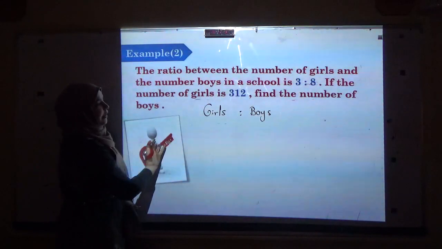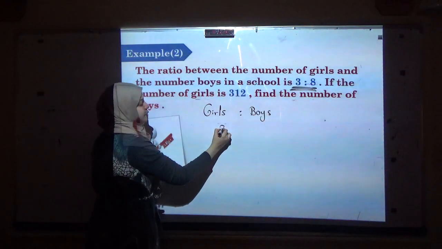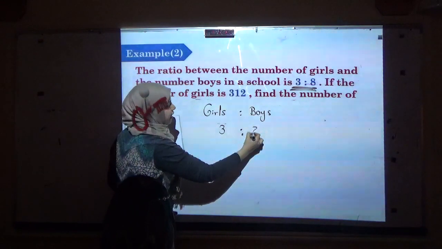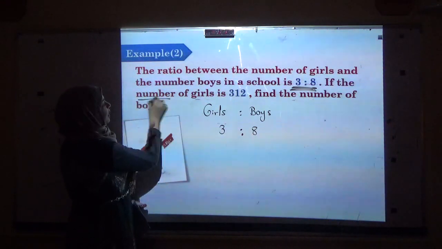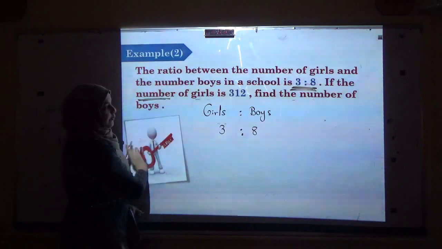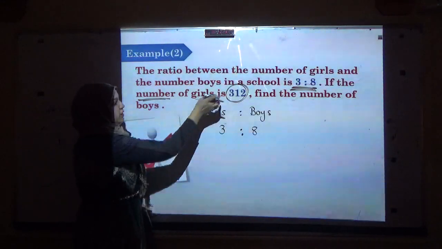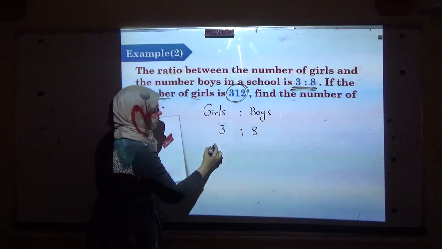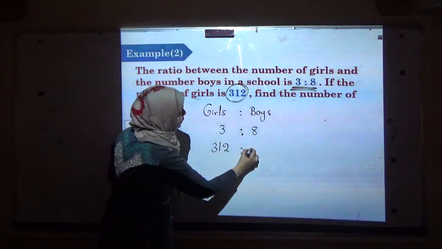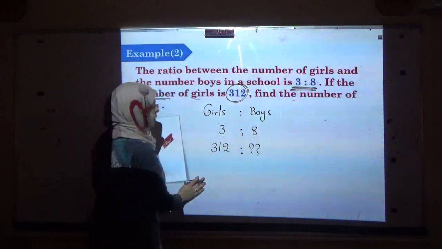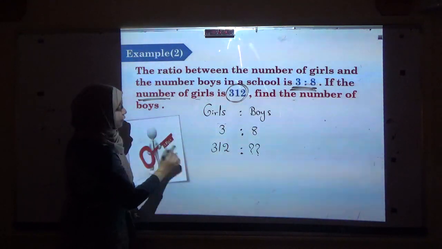Second step, write the ratio. He gives us the ratio between girls to boys, 3 to 8. The last step, write the real number. Here he gave you the number of girls, 312. The real number of girls, 312. So put 312 under girls. And want to find the number of boys, so put question mark. Now we can make cross multiplication to find the number of boys.